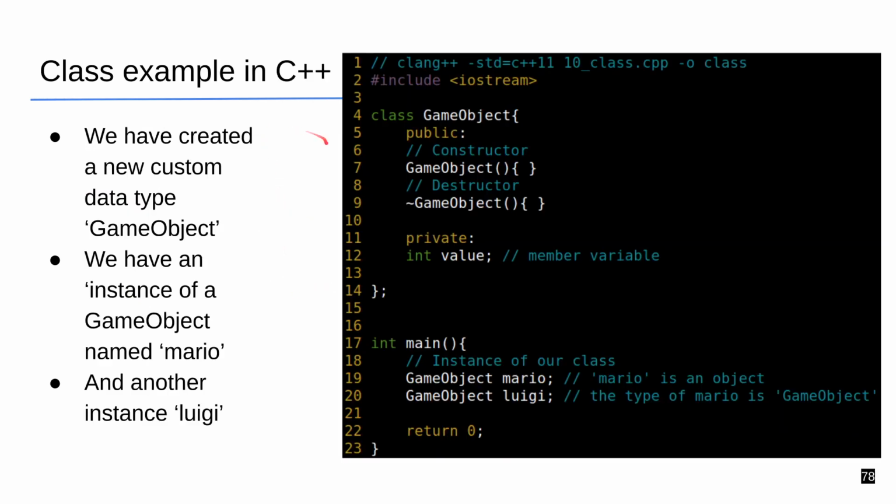Okay, so here's a class example in C++ where I have something called a game object. I like using game examples here. We can have an instance of a game object called Mario. Here's another instance called Luigi. So these are separate game objects. Their data type, or their type, Luigi is a game object. Mario and Luigi are separate instances of game objects.